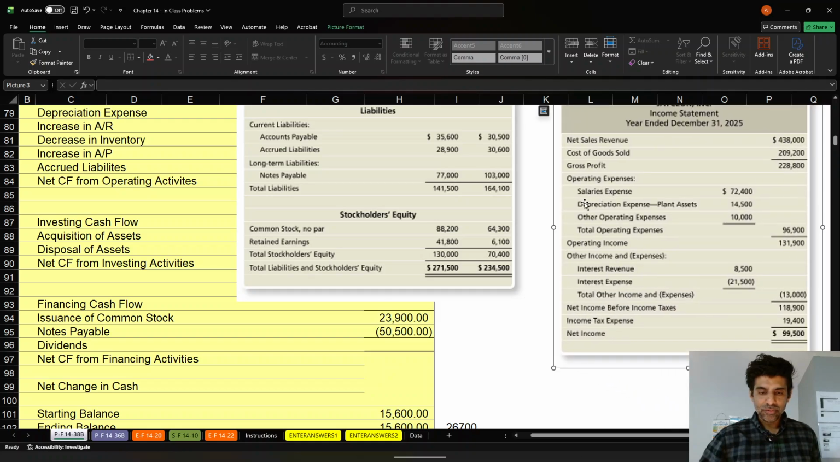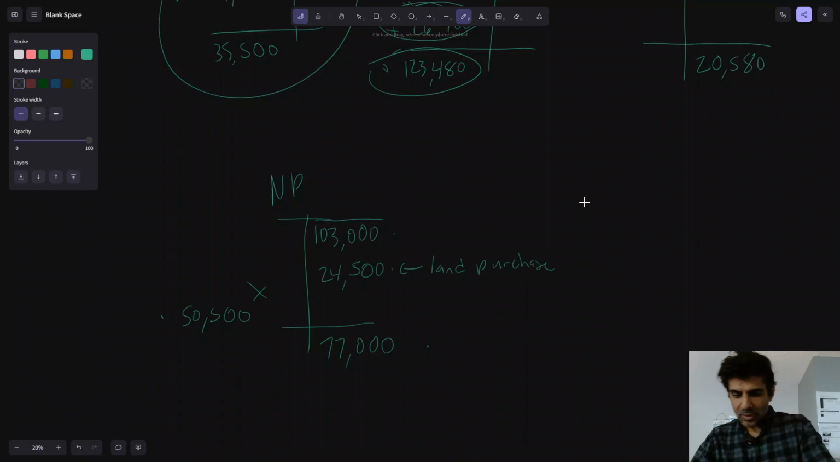And now the dividends. So we have basically the T account for retained earnings. So this is retained earnings.